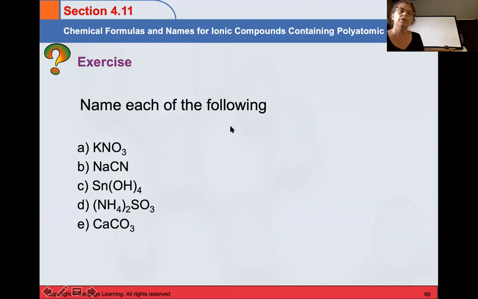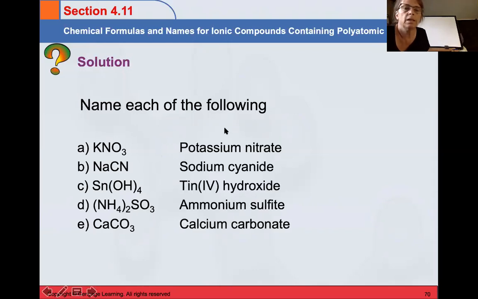Okay, so hopefully you took a few minutes to work on this. This is going to be potassium, and this polyatomic ion is called nitrate. This is going to be sodium. This polyatomic ion is called cyanide. This compound is going to require a Roman numeral because tin is not in group 1, 2, and it's not aluminum. This polyatomic ion is hydroxide, which has a -1 charge.